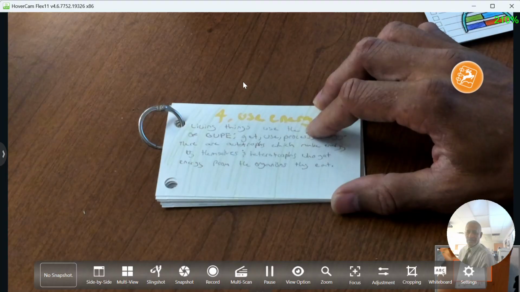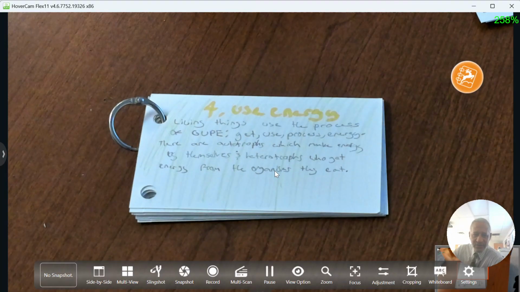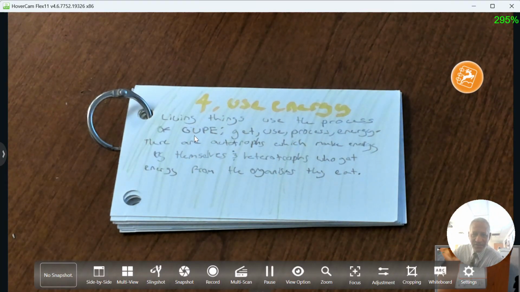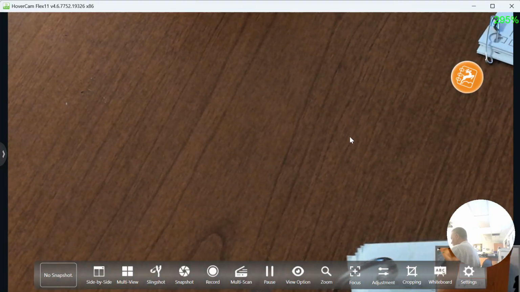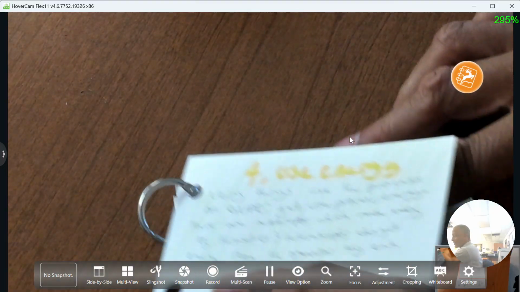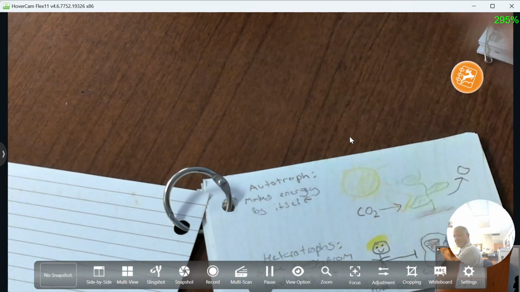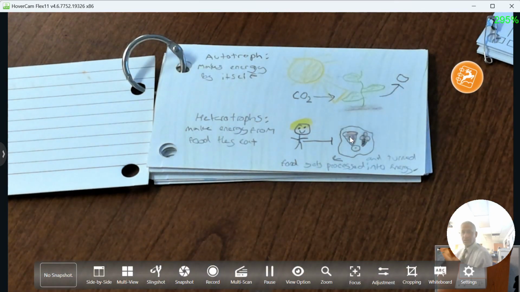Some did it on flashcards. So this is metabolism. I really stress this thing, GUPE: get, use, process, energy, something that is really good. Here's another one. So one thing about this previous student, they did a description, and then they did a card. So they kind of did it pretty cool. They talked about autotrophs and heterotrophs. That's kind of cool.